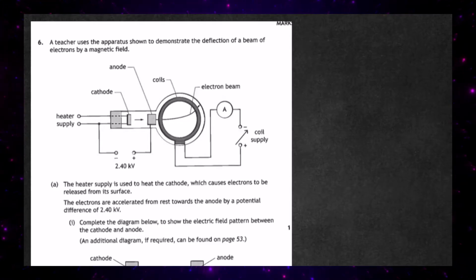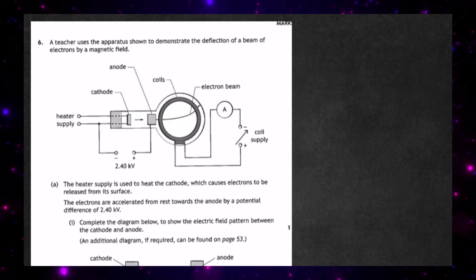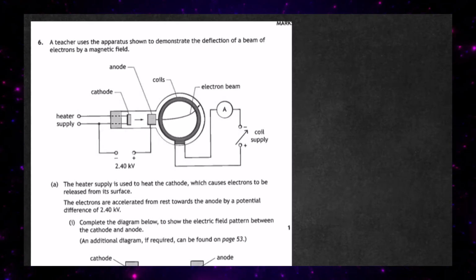Question 6 from Paper 2 of the 2024 Higher Physics Examination from the SQA. A teacher uses the apparatus shown to demonstrate the deflection of a beam of electrons by a magnetic field. You can see the diagram there.